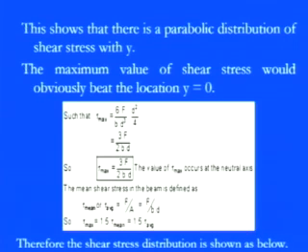and the value of tau maximum occurs at the neutral axis because we are already eliminating Y. So there is no gap between the neutral axis and the height of the strip. So now this tau maximum is occurring at the neutral axis.